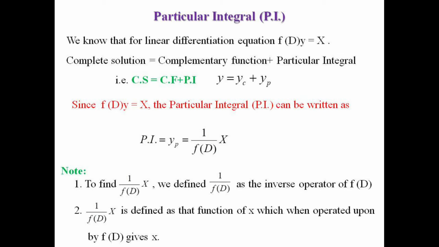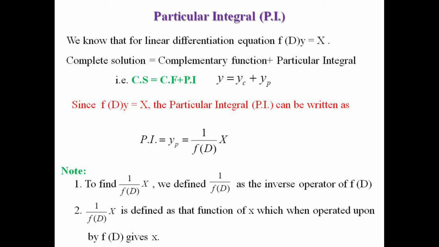Before solving examples on the particular integral, let's first define it. Since we know that in brief we can write a linear differential equation with constant coefficient as f of D times y is equal to capital X, the particular integral can be written as 1 upon f of D into X, and we denote this as PI, or some people write this as yp. Yp stands for particular integral. So this is the notation to denote the particular integral, 1 upon f of D into X.